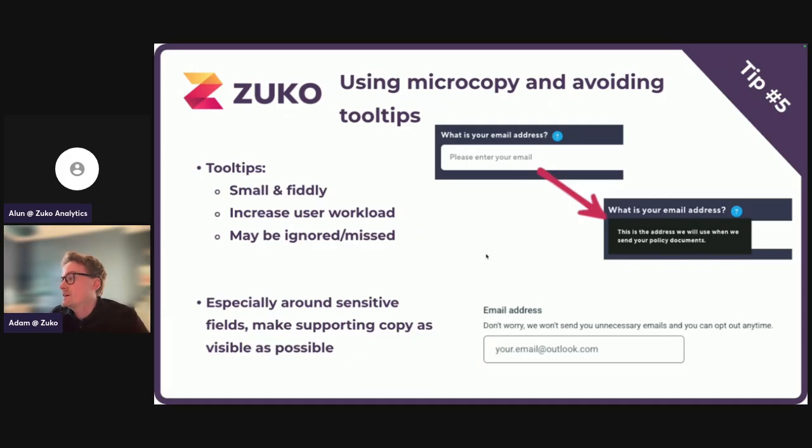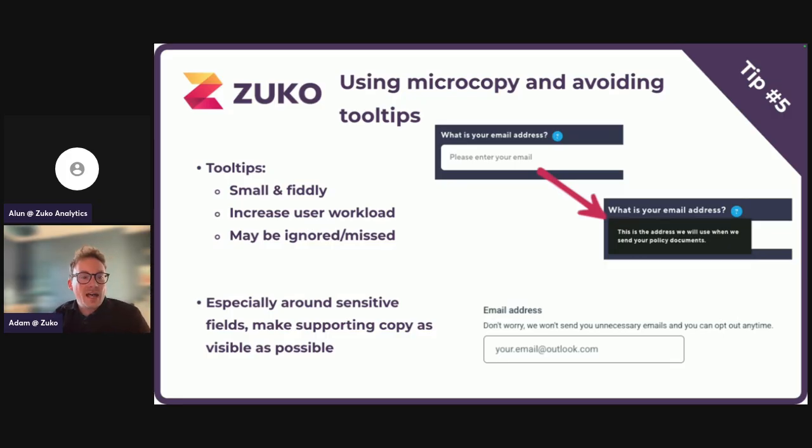If you look at the example underneath, again, it's a very similar example using copy to explain why we need the email address. But here it's a lot easier for mobile users. It's fixed. They can see it. It's right by the field label. They're not having to work harder to find that information that's hidden behind a tooltip. It's just there and easily accessible for them.